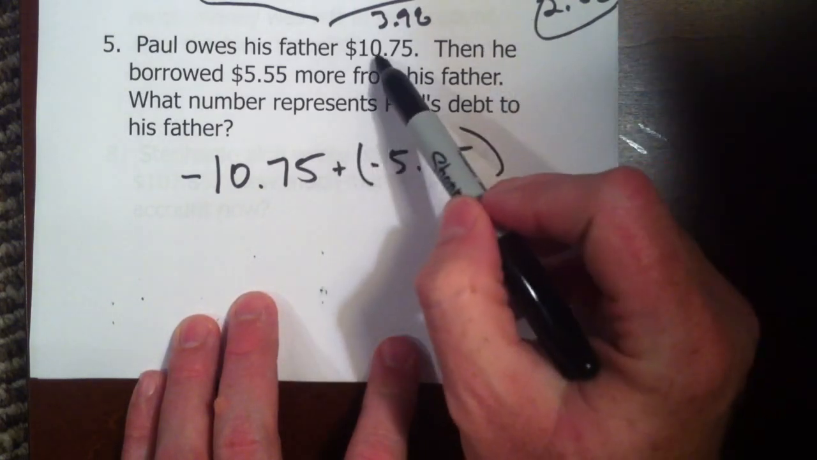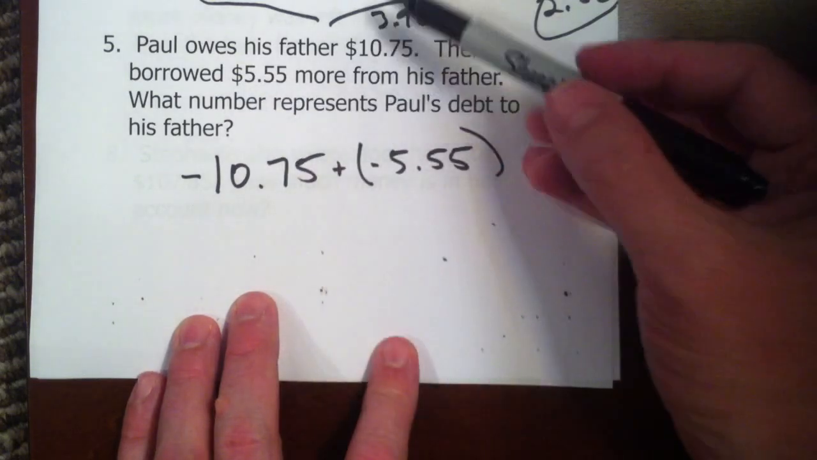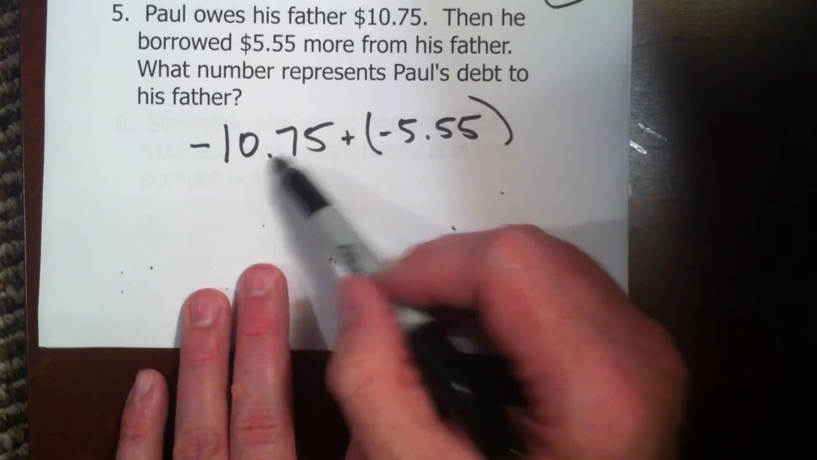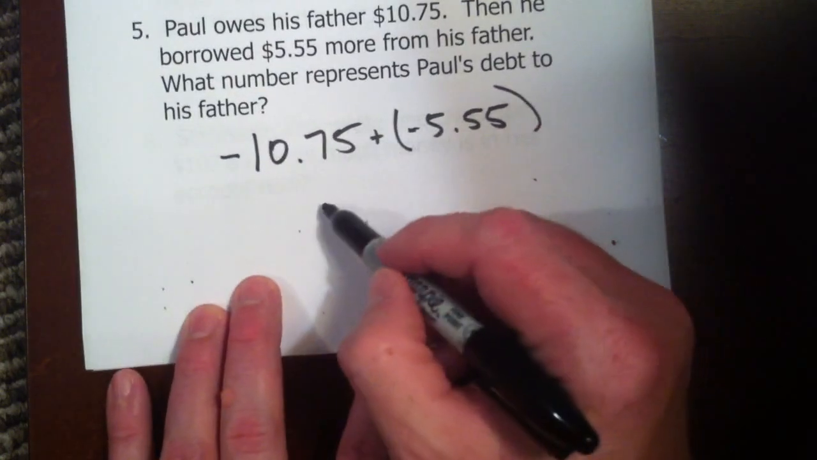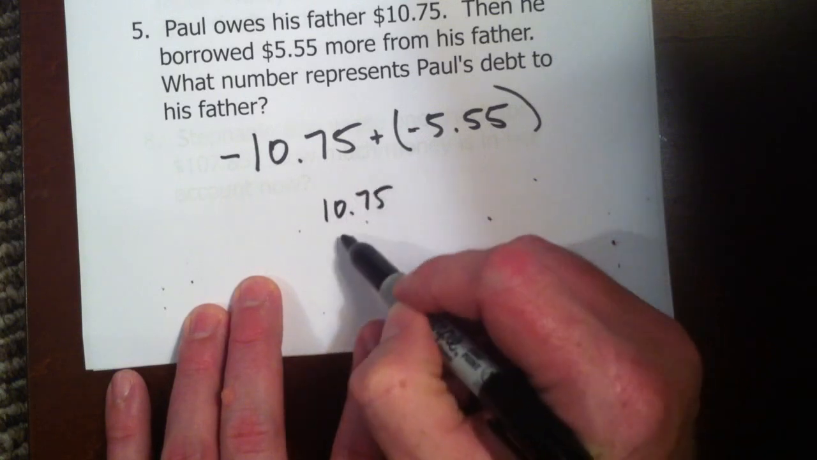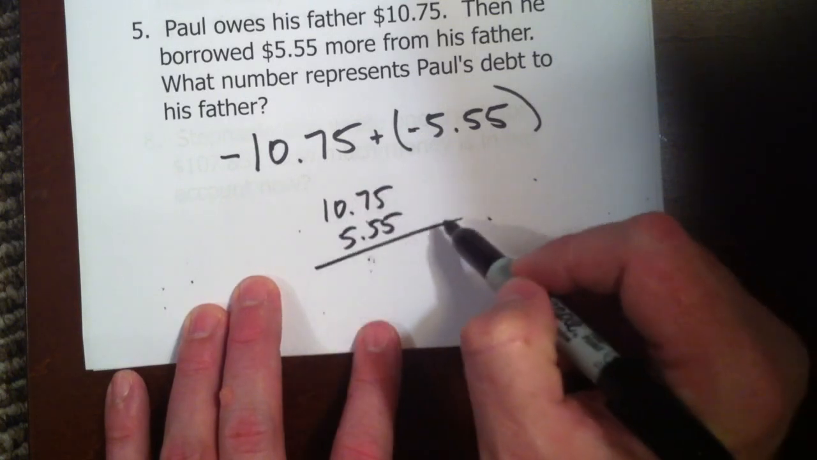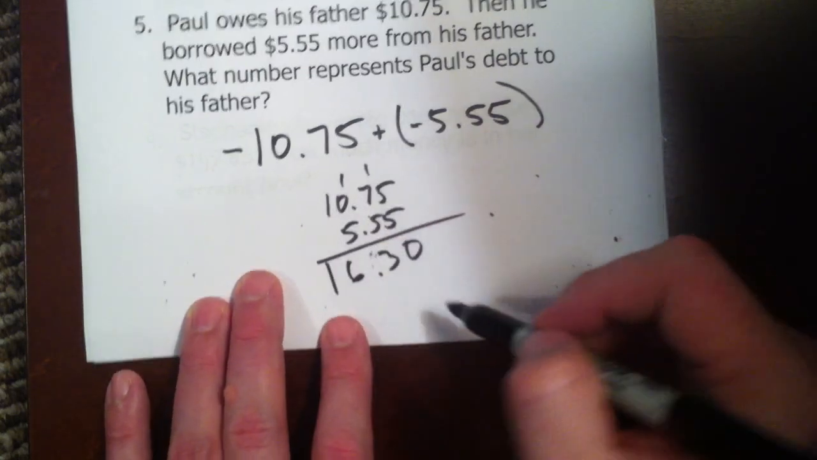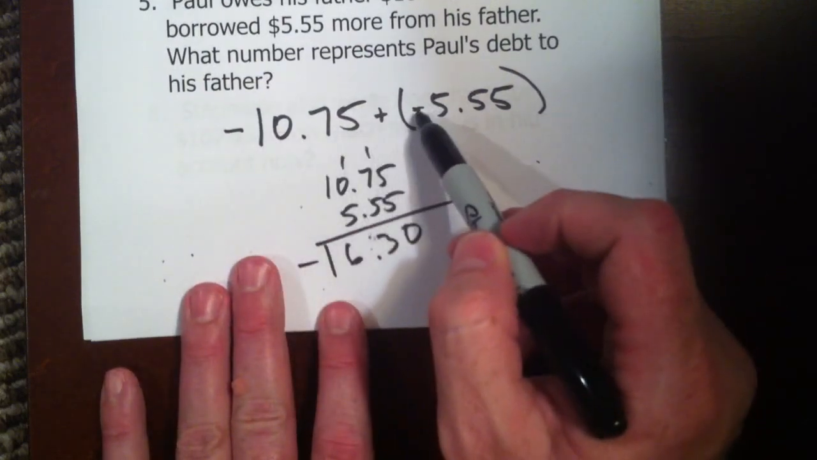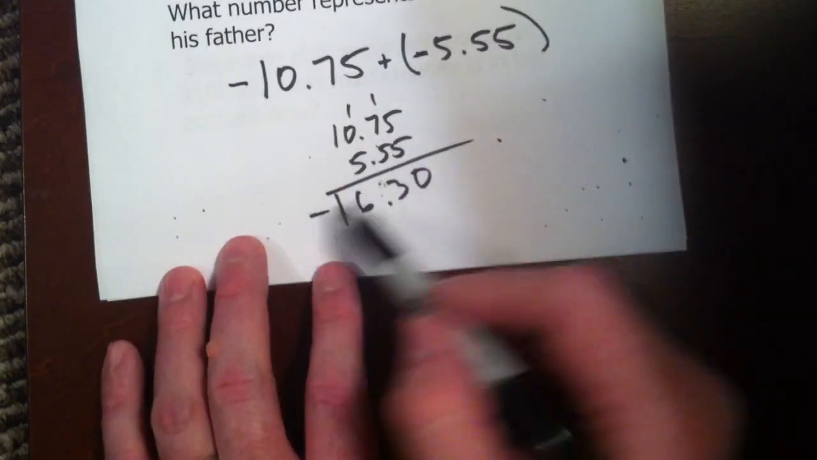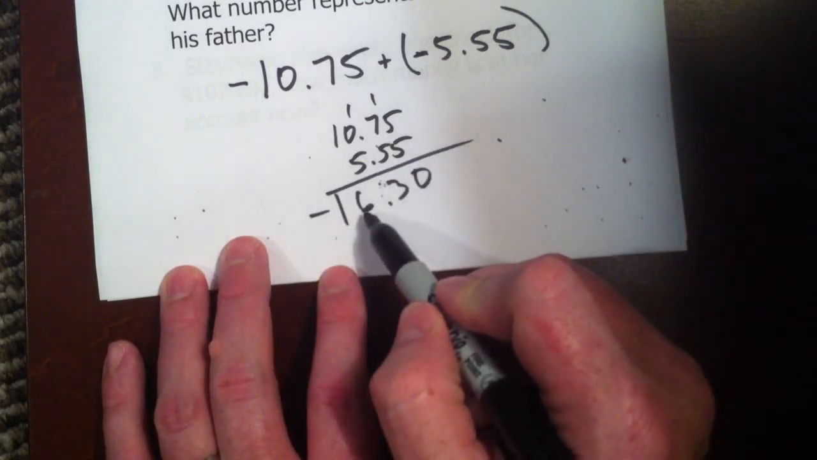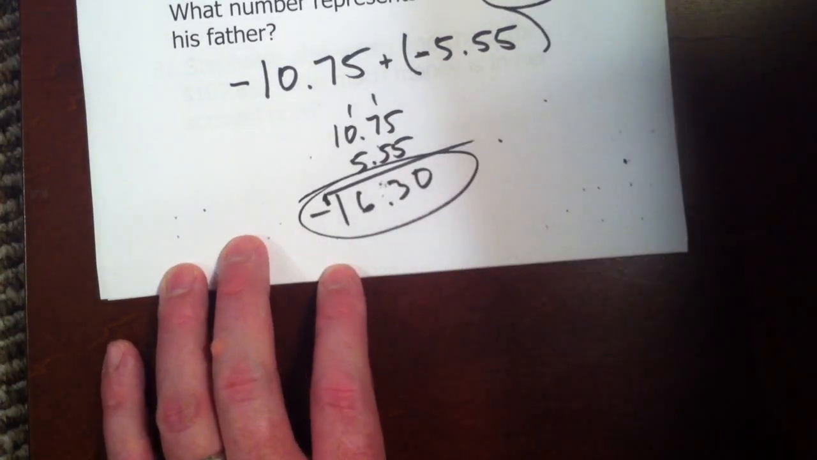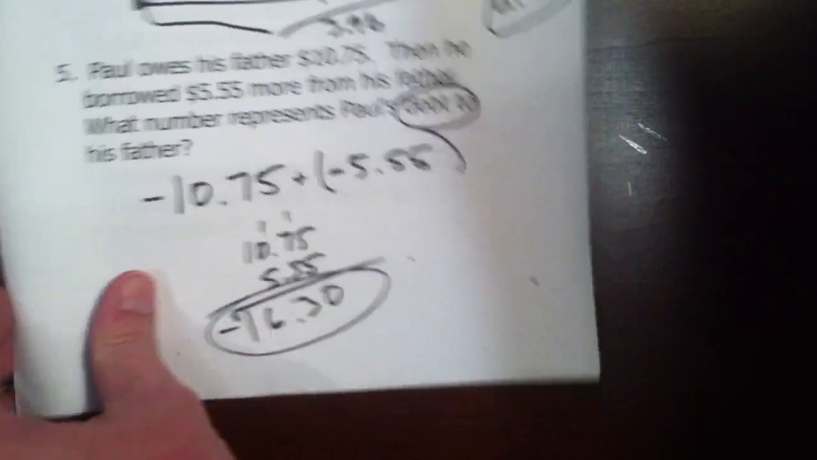Now you can do this one of two ways. You can just say this plus this equals some negative number, or you can write it out in an expression. Same signs, add and keep. So I've got 10.75 plus 5.55. 0, 1, that's 13. Carry the 1, that's 6. Same signs, add and keep, so we keep the negative sign. We've got negative $16.30. That represents his debt. Debt is almost always spoken of in terms of negative numbers.